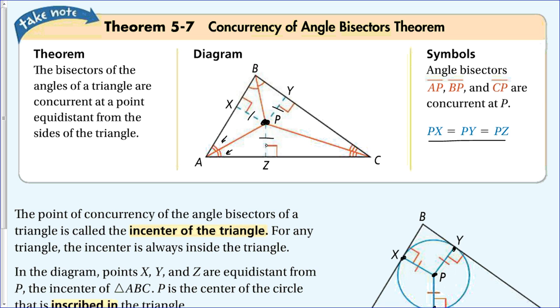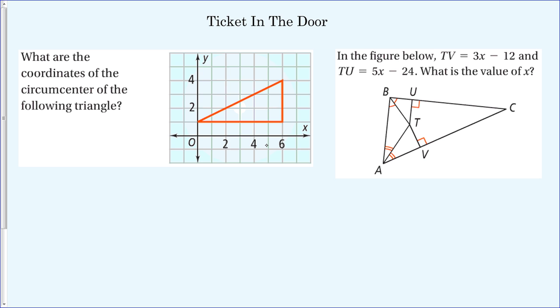I'm trying to do a quicker video here. So here's your ticket in the door. It says, what are the coordinates of the circumcenter of the triangle? Remember, the circumcenter is the perpendicular bisectors. And remember, perpendicular lines, their slopes, can't forget this, their slopes are opposite reciprocals.